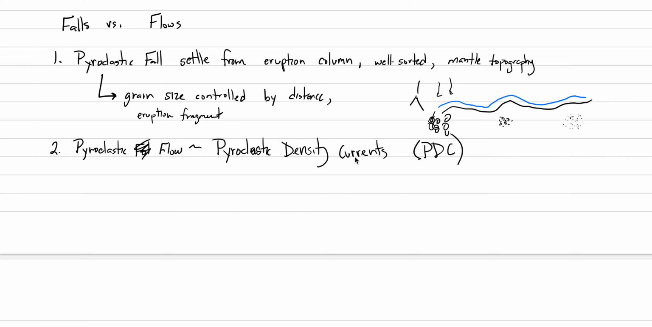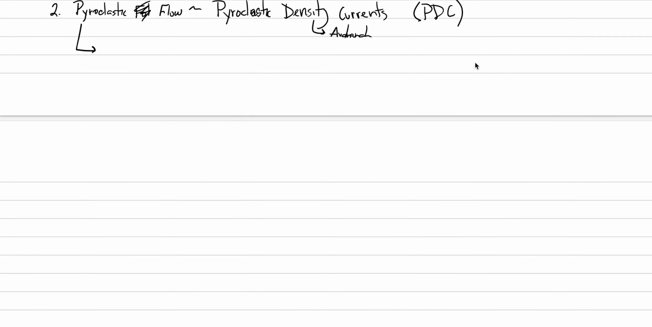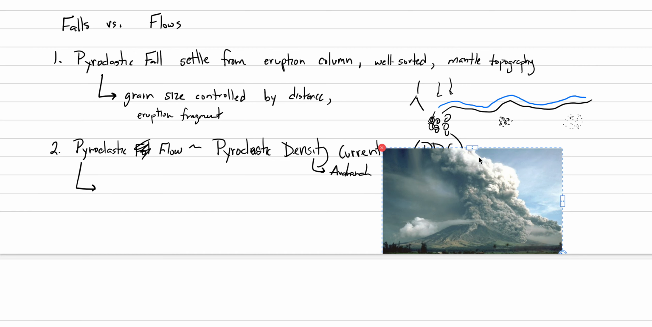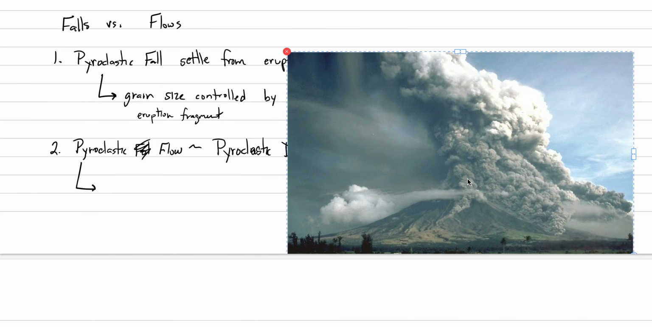And this is a density current, which is another way of saying avalanche. Right? This is our avalanche of hot gas and ash that forms from column collapse. All right, so let's talk about the formation of a pyroclastic flow. In fact, before we do that, I'm going to throw a picture in. Here's a good picture of a volcano with an eruption column.